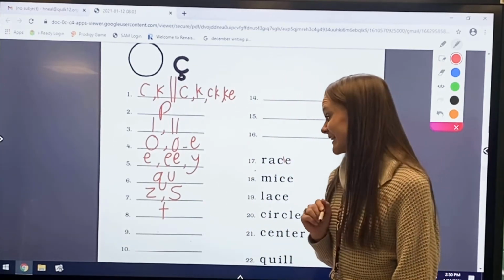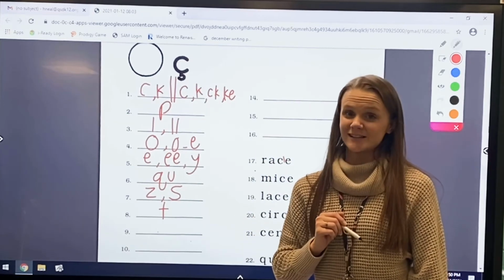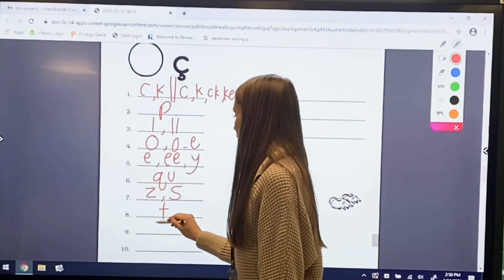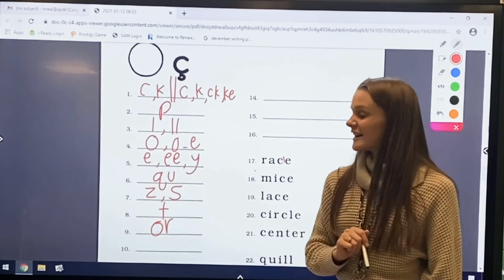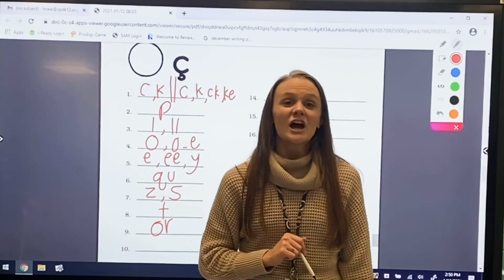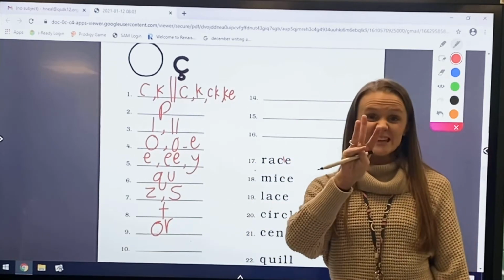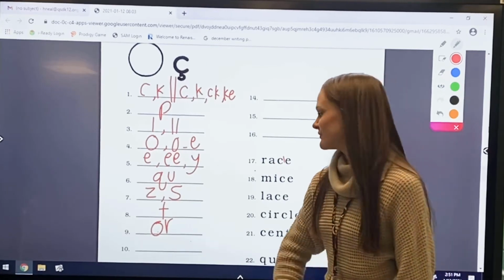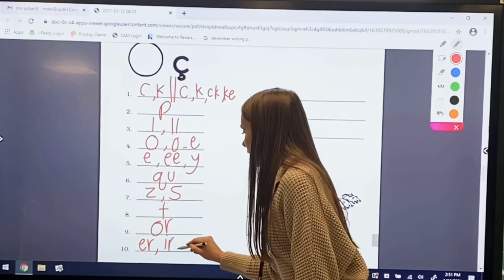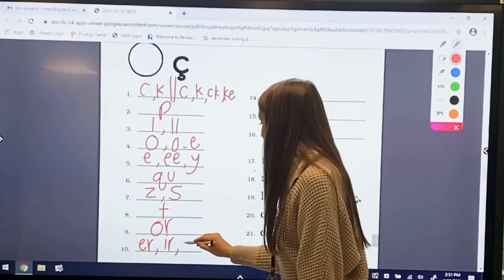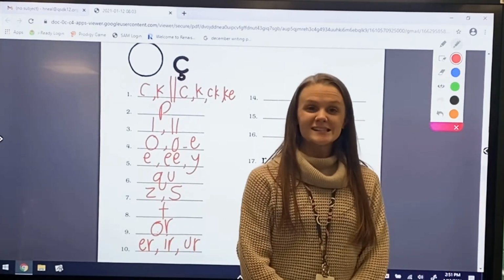For number 9, my letter sound is OR. OR. That's the combination O-R that makes the OR sound. Last one, number 10, my letter sound is Er. Er. There are 3 things that can make the sound. The E-R combination, the I-R combination, and the U-R combination. They can all make the sound.